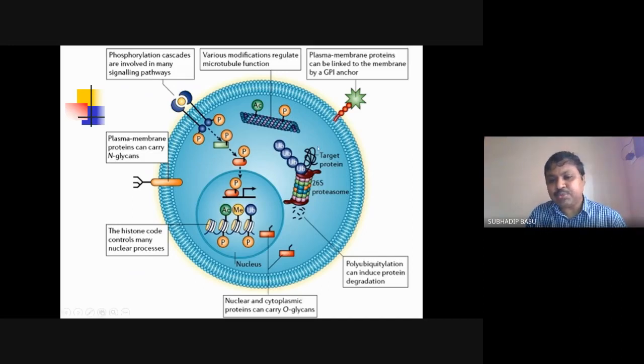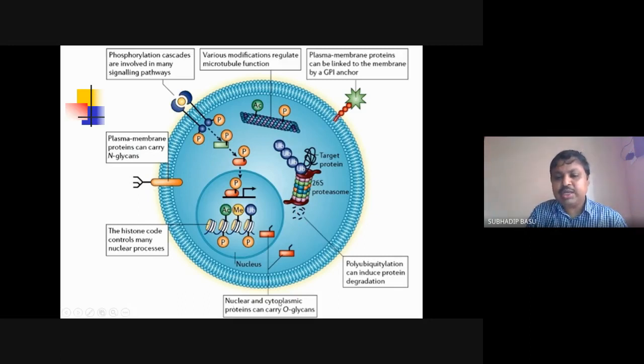So this is the target protein, and you can see that ubiquitin is attached to that, and this is the proteasome, and then you can see that proteins are essentially degraded. This process of attaching ubiquitin is called polyubiquitination, where multiple ubiquitins are associated, and the target protein is degraded through this process.